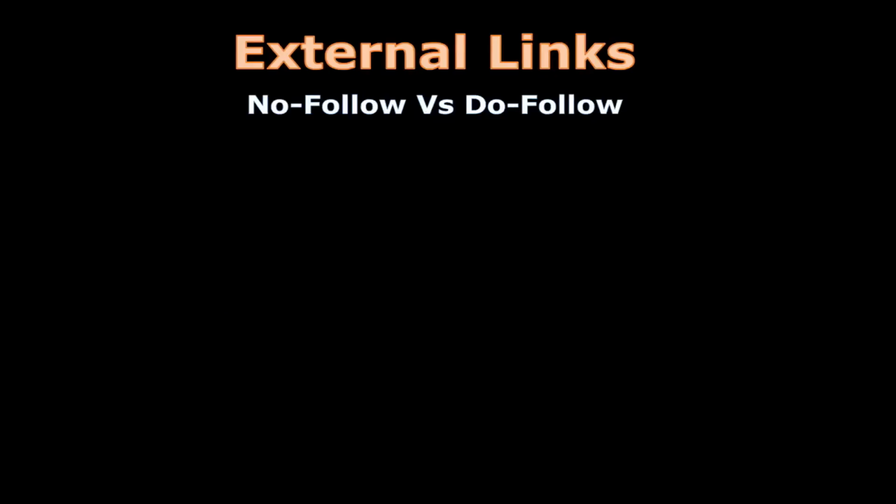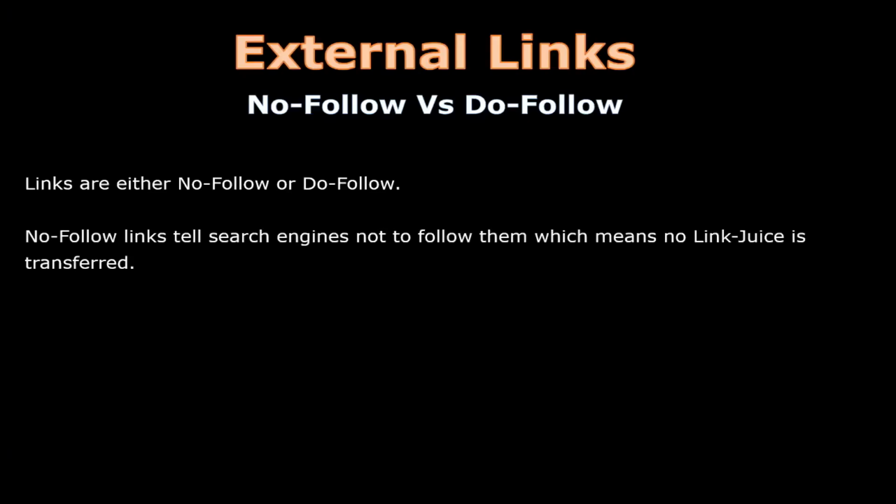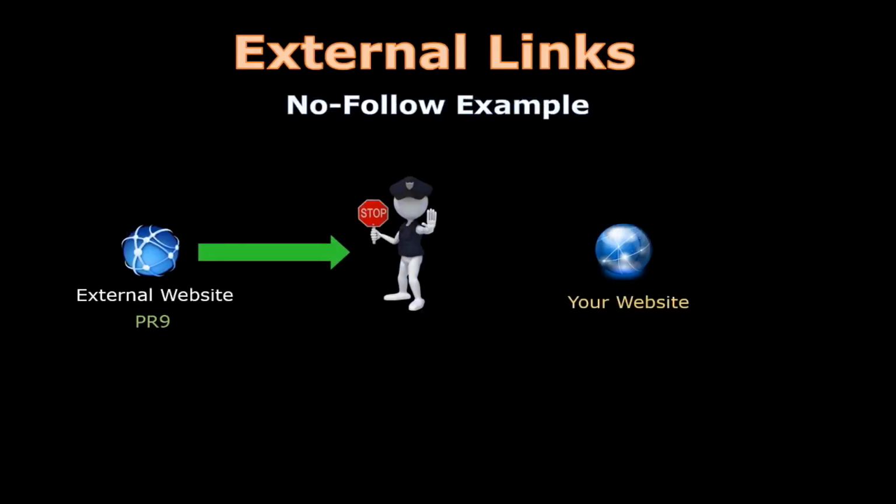There are 2 types of links, nofollow and dofollow. This applies to internal links as well as external links. Nofollow links tell search engines not to follow them, which means no link juice is being transferred. On the other hand, dofollow links do allow search engines to follow them. Here's an example of what happens when a website links to you with a nofollow link. As you can see, you are not getting any link juice.